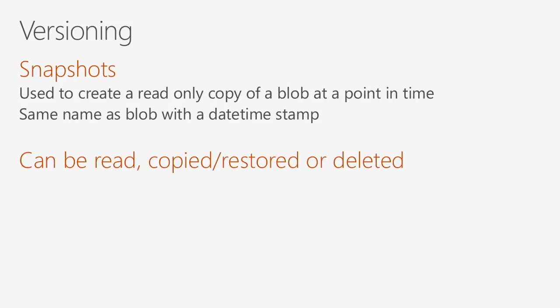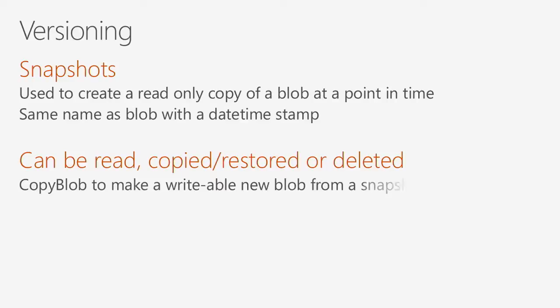These things can be read, and you can also copy from them to do things like copy blobs or even restore over the current state. So like you might do with a virtual machine, you can go back to a snapshot and make that the current copy of the data. And you do those with copy blobs. So you can imagine I can point to a snapshot as the source of a copy blob operation. I can also make the destination be the existing blob, so I can replace the current value with the value that was the snapshot.